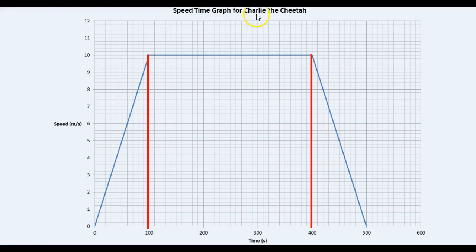So in this first section, let me just get my pen. In this first section we want to calculate the area of this triangle. So you can either use the formula half base times height, or we can make it into a rectangle, calculate the area of the rectangle and halve it. So to calculate this area then, we just need to multiply this length here, 10, by 100. So the area of the whole rectangle is 1,000 meters. However, we're only interested in this bit here, and so for this first section, Charlie travelled 500 meters.